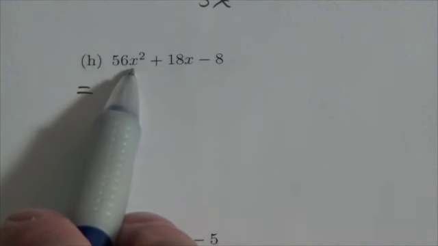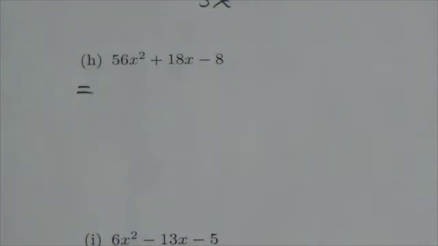Okay, let's take a quick look here at factoring review 2H. Okay, it's a trinomial here. Again, the first thing I want to do though is look for a common factor. I noticed that the x variable here is not common to all three terms, so that's not the issue here. But between 56, 18, and -8, there is a common factor.